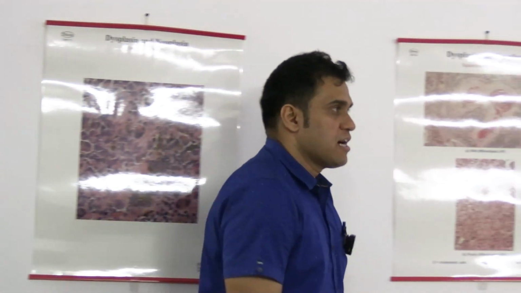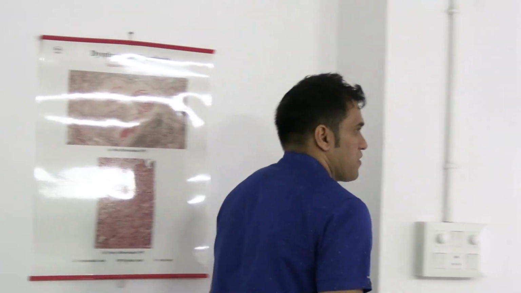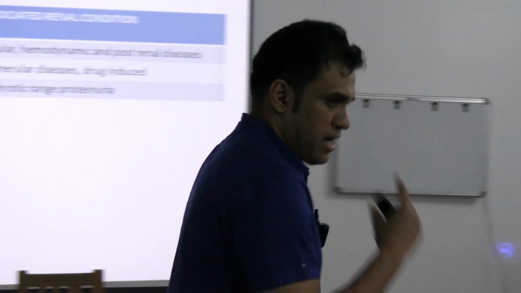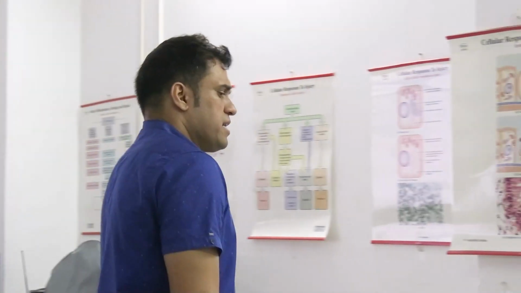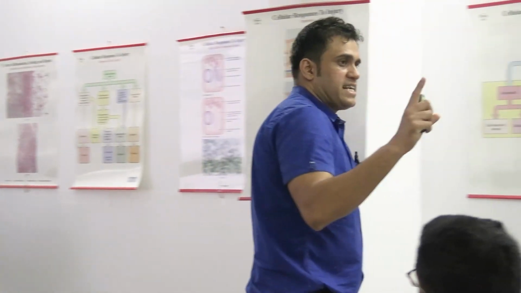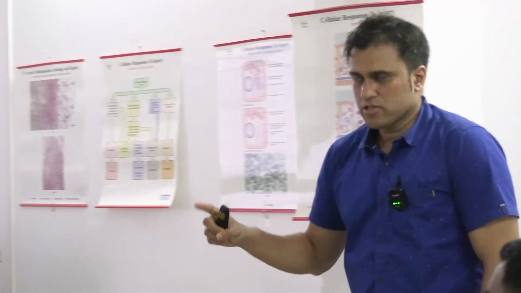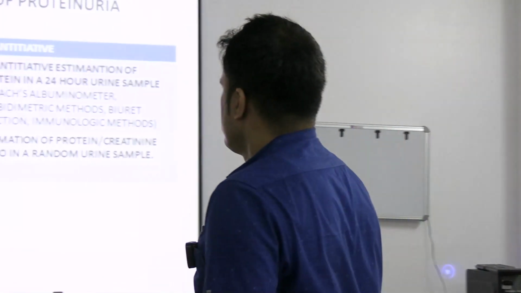And more than 3500, what do we call that? Nephrotic range proteinuria. It is found in nephrotic syndrome. Okay, more than 3500 milligram per 24 hours, or more than 3.5 grams per 24 hours, however you want to say it, it's all the same, milligram or grams. So that is nephrotic range proteinuria. Correct? So this is how you grade proteinuria: mild, moderate, severe.